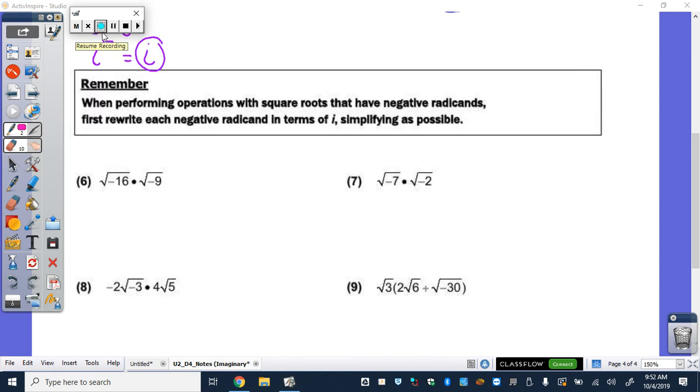With square roots that have negative radicands, you need to first take care of the negative by making it an i, and then you follow all of your other rules. So for 6, square root of negative 16 would turn into 4i. Square root of negative 9 turns into 3i, so you have to take care of that first. Now I can actually multiply. 12i squared. Yep, and then i squared, based on our little circle, turns into -1. So we get -12.